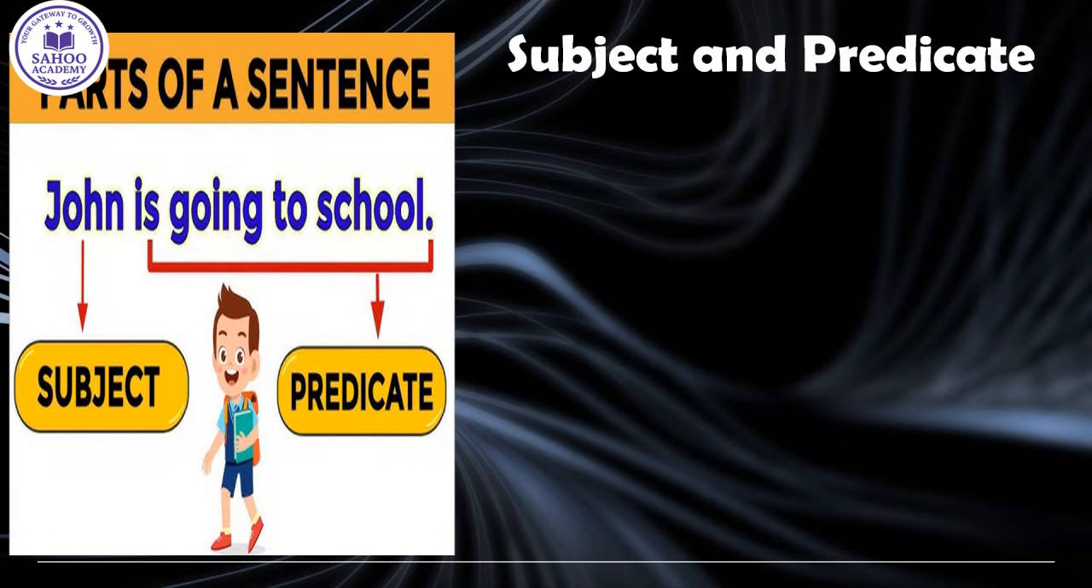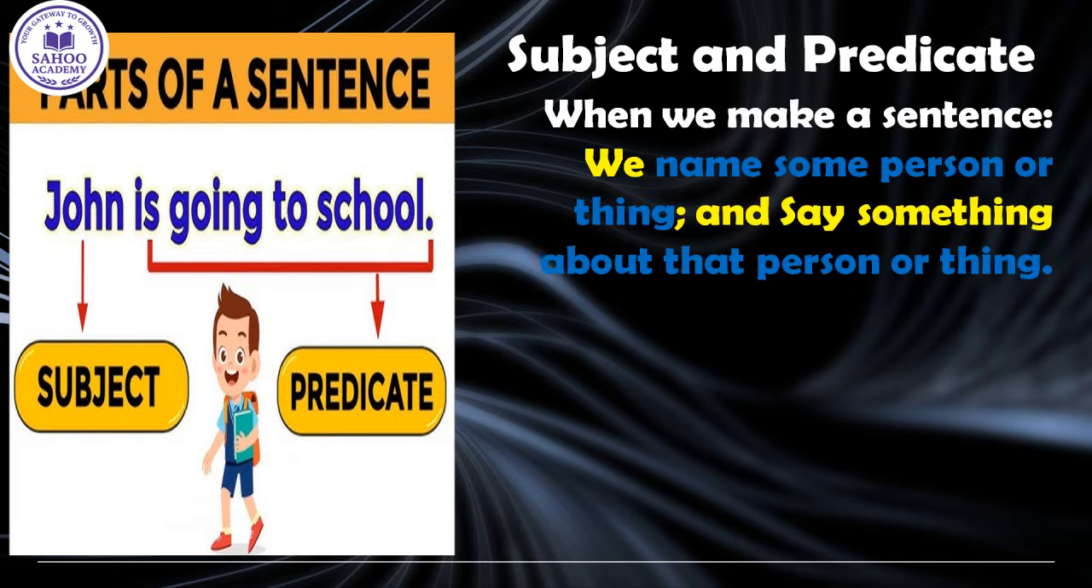Yes, this slide is about subject and predicate. So we have seen that sentences can do different things. They can state, ask, command or exclaim. Now let's look at what every sentence is made of. Every complete sentence is built from 2 essential parts. Okay, let's look at the definition on the screen. When we make a sentence, we do 2 things. First, we name some person or thing, and second, we say something about that person or thing.